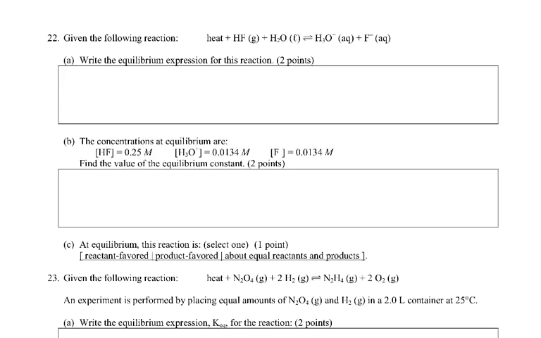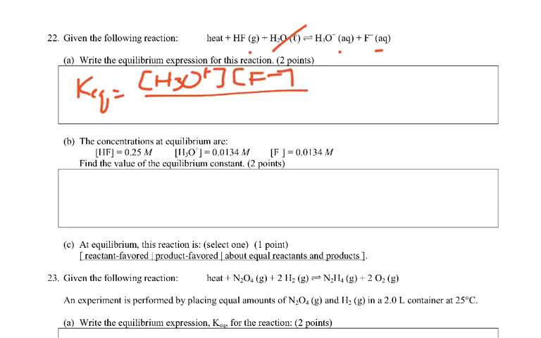Okay, given the following reaction, write the equilibrium expression. So say Keq equals products over reactants. Aqueous, gas, and liquid, that was not going to show up in my expression. So it's just going to be the concentration of H3O+ times the concentration of F- all over the concentration of HF. That's my 2 points.